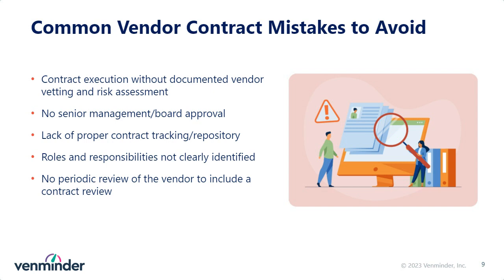Lack of proper contract tracking and lack of a repository. I believe I mentioned that a couple of slides ago, that we see that very regularly, that people just don't know where to find all their contracts. Not defining roles and responsibilities within the contract, especially as it relates to the performance of that vendor, that needs to be very clearly identified in the contract. And not having a periodic review of the vendor, including a review of the contract. So let's definitely find ways to avoid those mistakes. Be sure your processes are built around them.